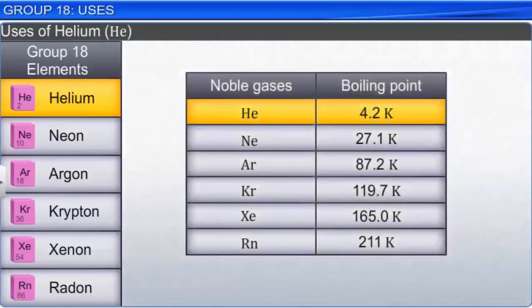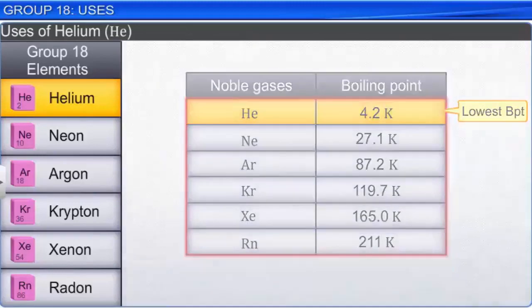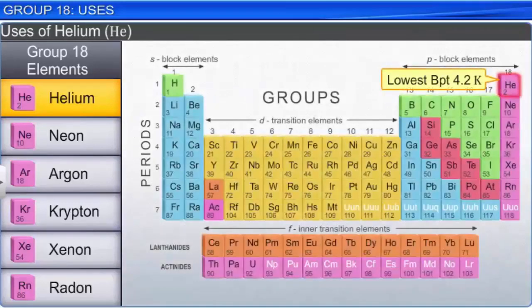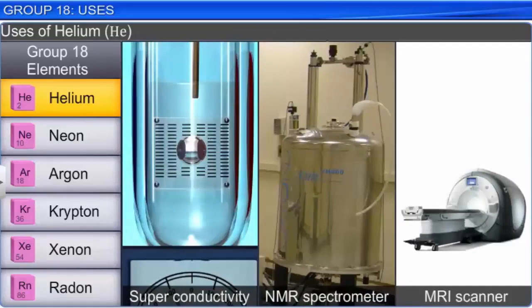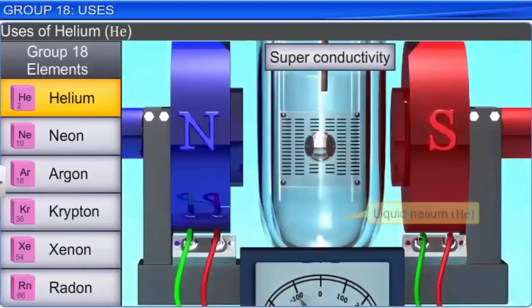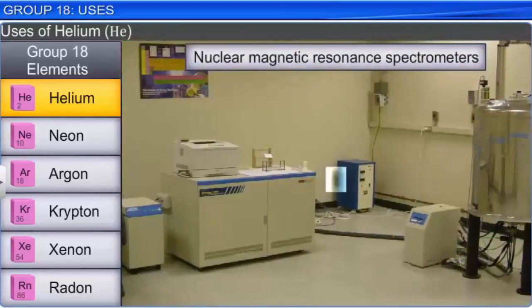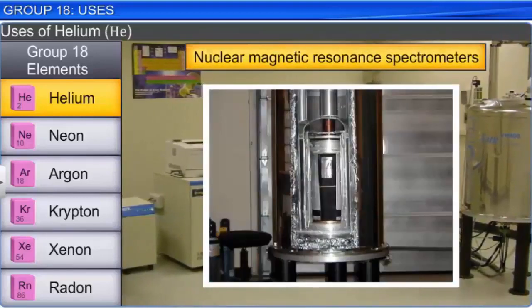You know that helium has the lowest boiling point among all the elements in group 18. Moreover, it has the lowest boiling point of any element, just 4.2 Kelvin. Hence, liquid helium is used as a cryogenic agent to perform experiments at very low temperatures. Liquid helium finds use in cryoscopy to obtain the very low temperatures required for superconductivity. Liquid helium is used to cool the superconducting magnets used in nuclear magnetic resonance spectrometers.